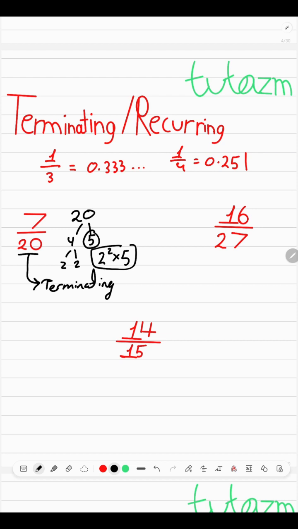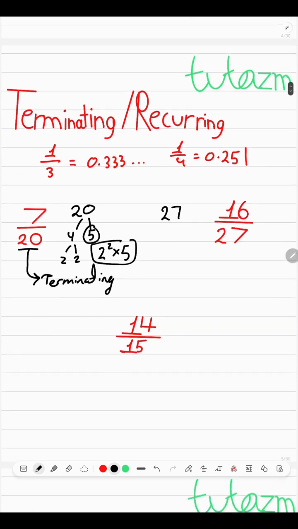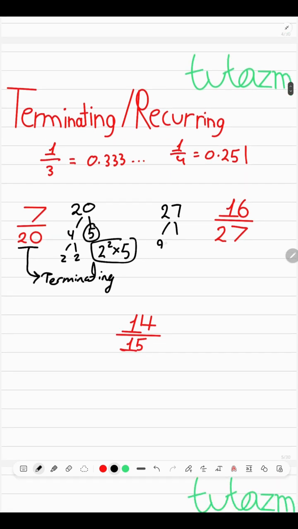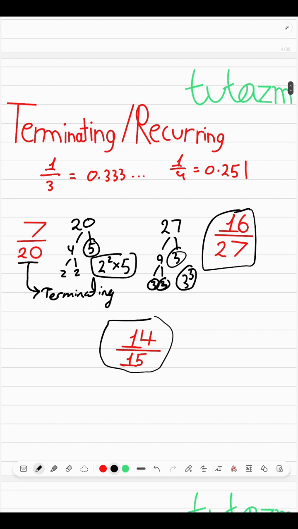However, 16/27, if we take a look at 27, that is equal to 9 times 3, which is 3 times 3 times 3, which is 3 cubed. So since it consists of numbers that are not 2 and 5 only, then this would be a recurring decimal. Take a look at the example at the bottom here. See if you can work out whether this fraction is a terminating or recurring decimal.